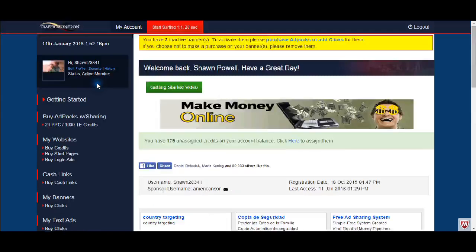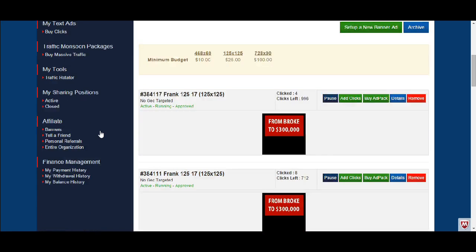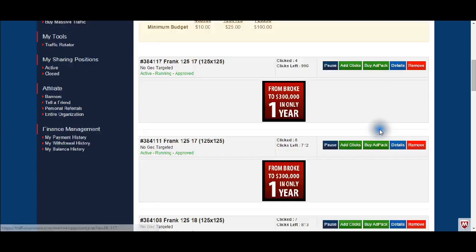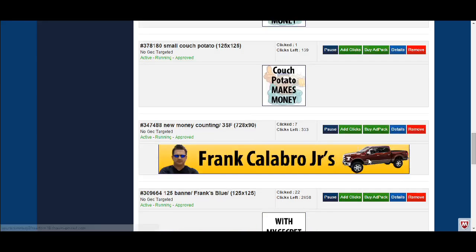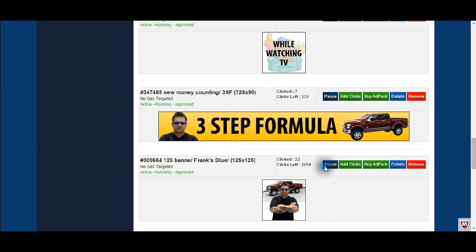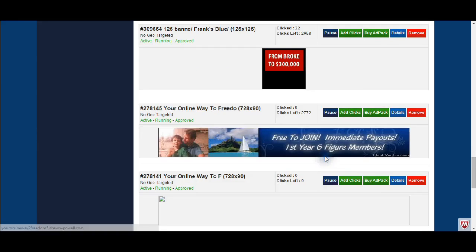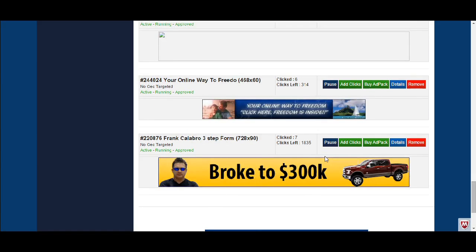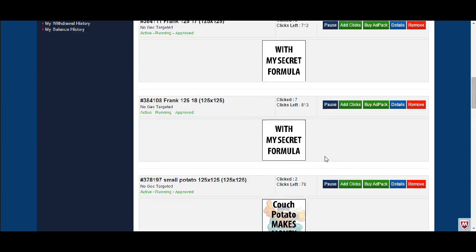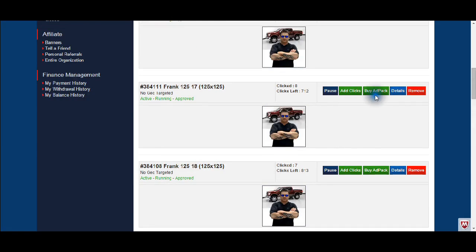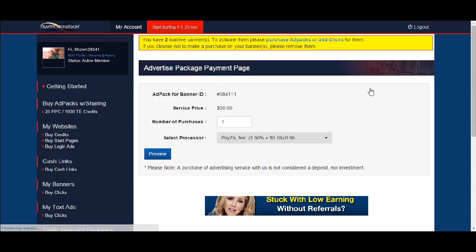All right, so let's go buy some ad packs real quick. So I'm going to go up here. All righty. Let's go down to pick one of these. It's got 8. This has got 7. This one's got 7. This has got 22. It's got 8 hits. These are all my different banners. Okay, I'm going to do number 7. Let's see, do number 8 here, right here. All right, we'll click that.